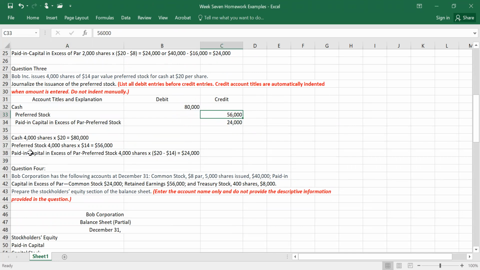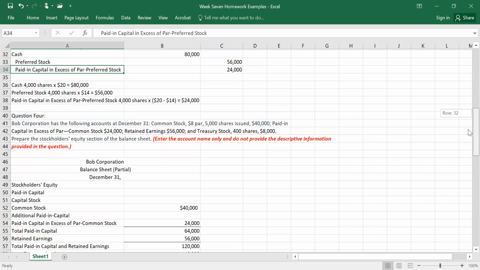And for the paid in capital in excess of par preferred stock, we could do the 4,000 shares and then take $20 per share minus $14 per share, which is 6. So 4,000 times 6 is 24,000. You could have also backed into it. 80,000 minus 56,000 is 24,000. And again, that's a credit to paid in capital in excess of par preferred stock.